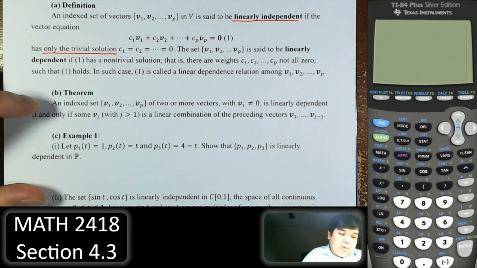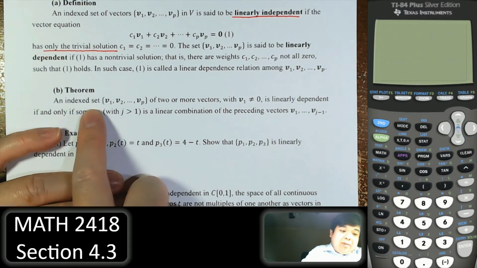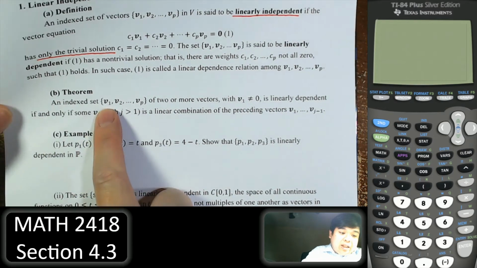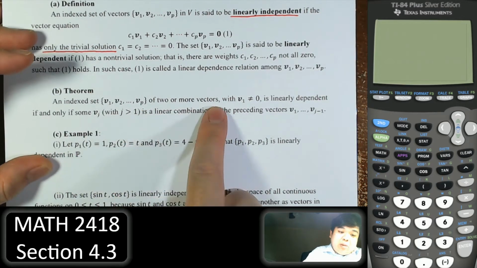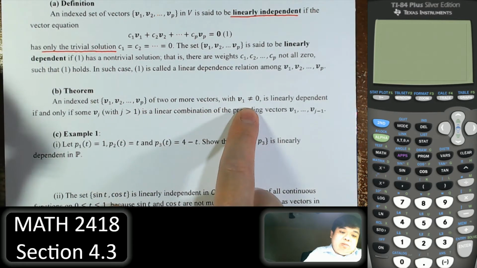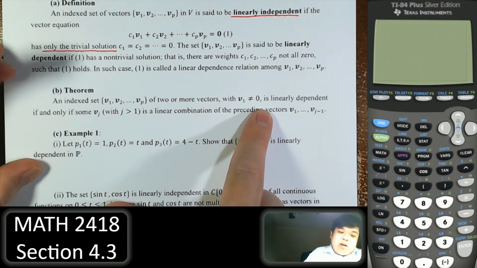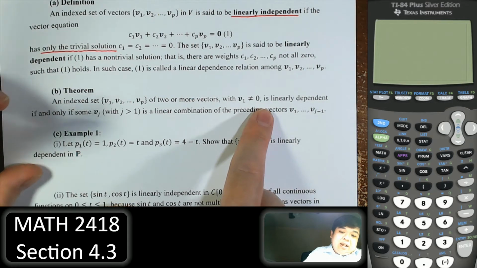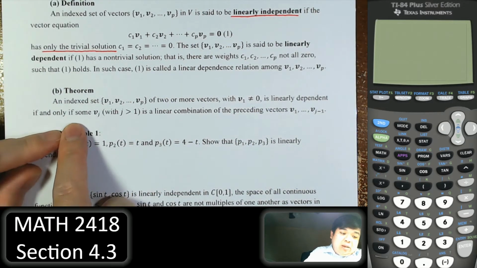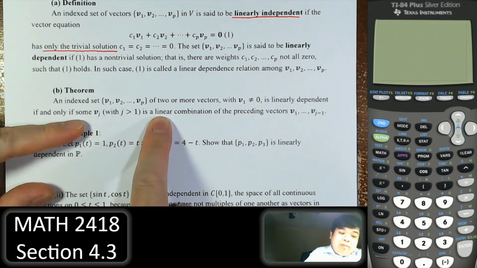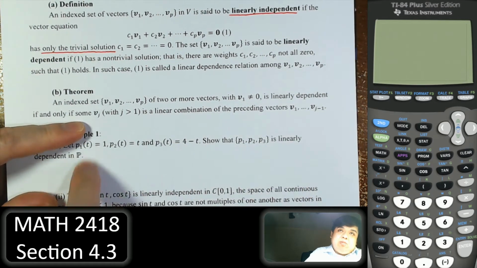Right. Theorem. An indexed set v1 to vp of two or more vectors, with v1 not equal to 0, is linearly dependent if some vector is a linear combination of the previous vectors.